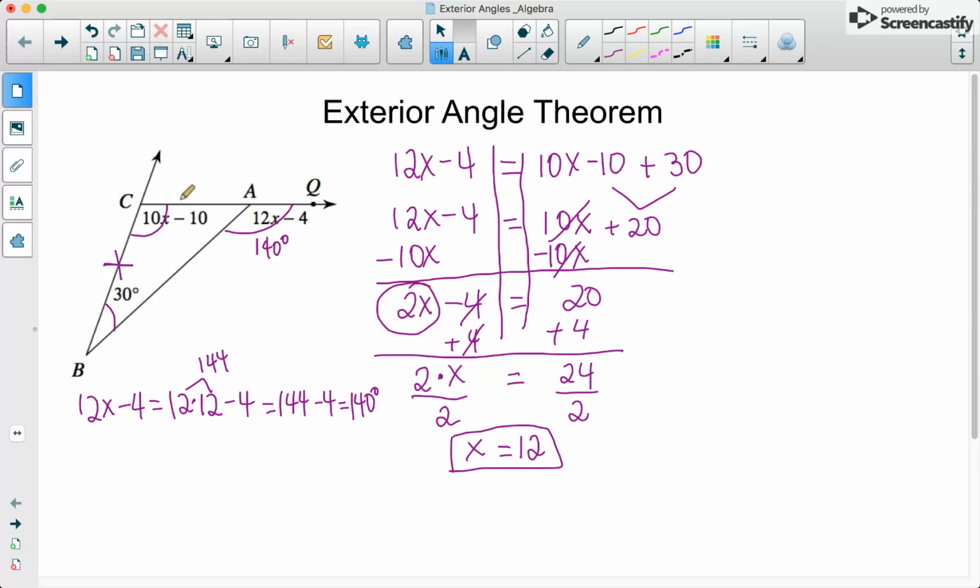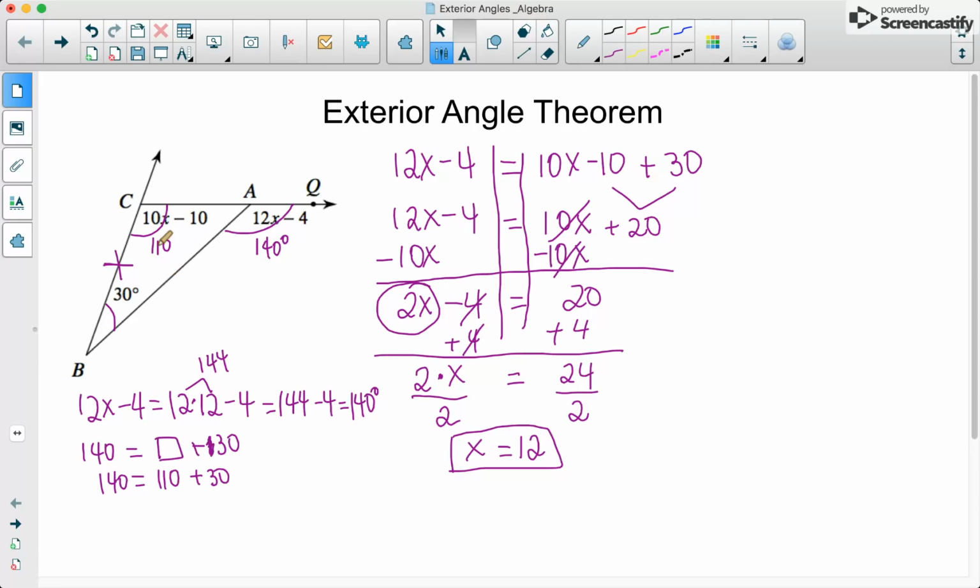I can solve this one as well, but since I know that the exterior angle is the sum of these two, I know that 140 should be equal to something plus 30. So since I have this something over here, obviously it needs to be a 110. And that means that this one needs to be 110 over here.